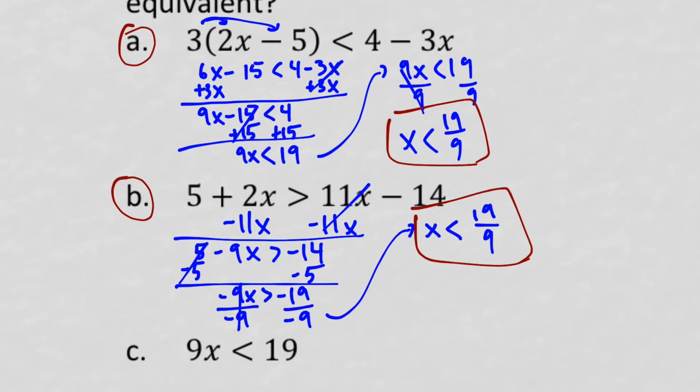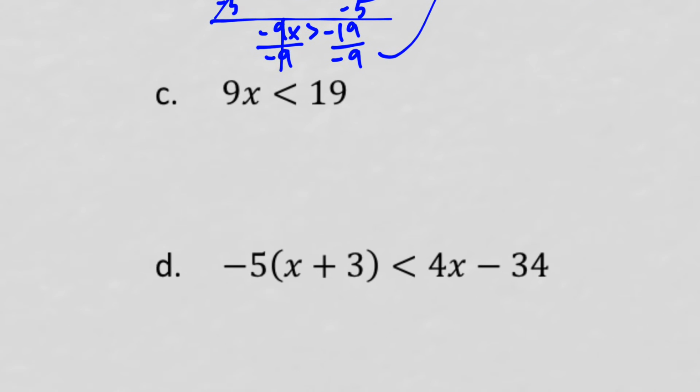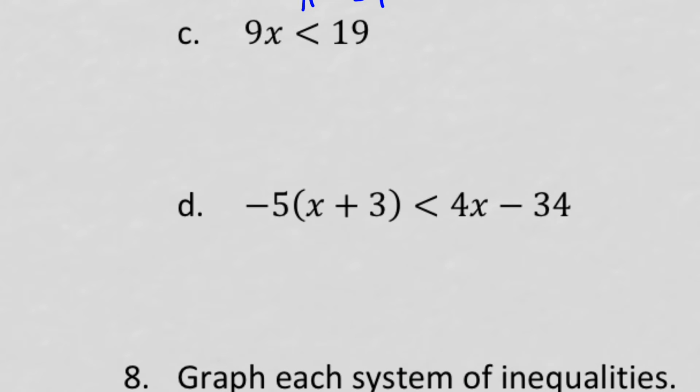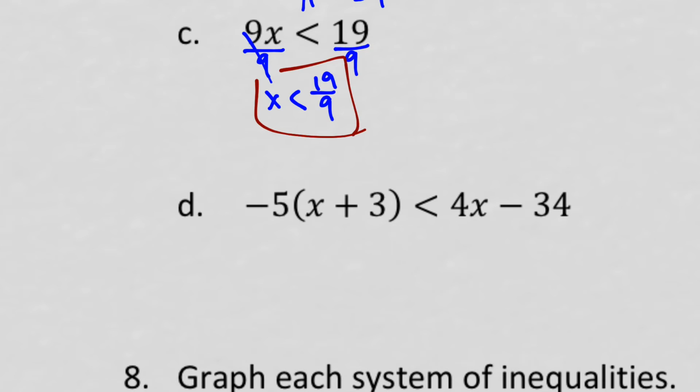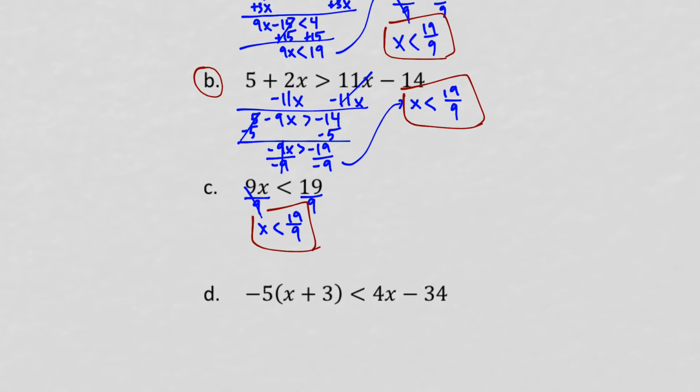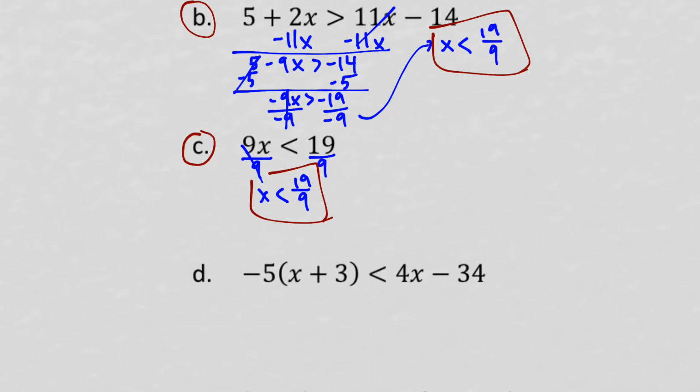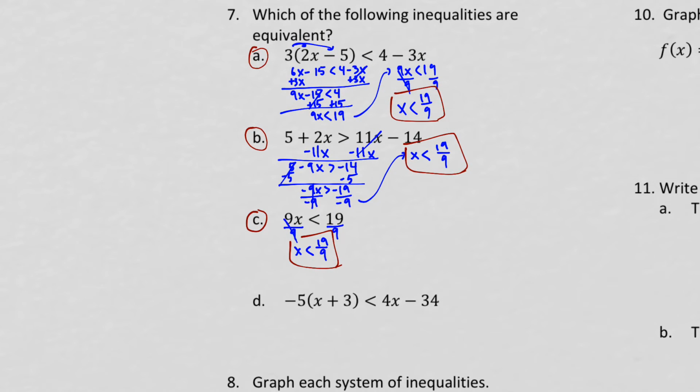There could be more though, so let's just check C and D. Moving on to C. C is a very simple one. You can basically solve it in one step by just dividing both sides by 9. And I'm going to get x is less than 19 over 9. Compare it to the ones above, and yep, it's exactly the same thing. So C also is equivalent. A, B, and C, look at them. They look completely different, but they are equivalent. They're basically the same inequality because they have the same solutions.